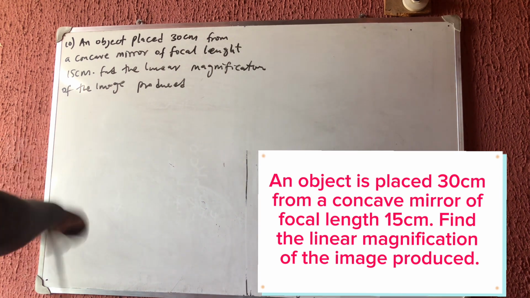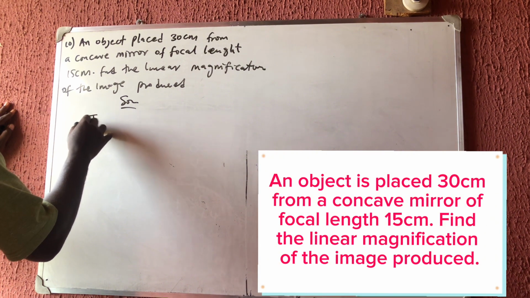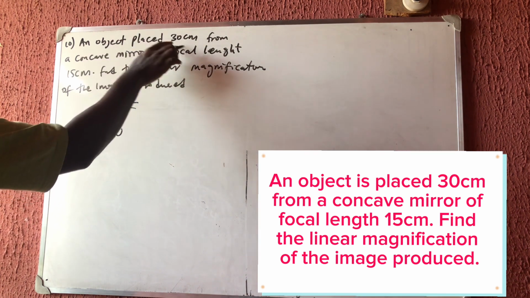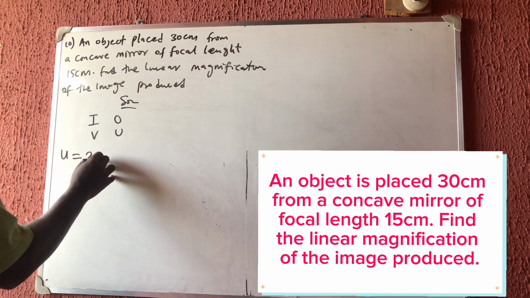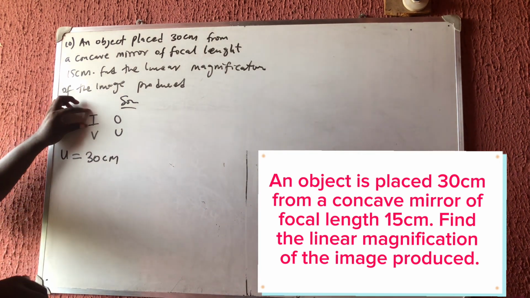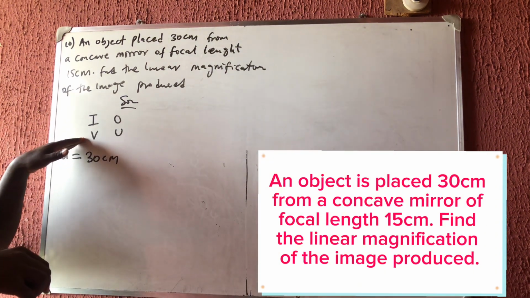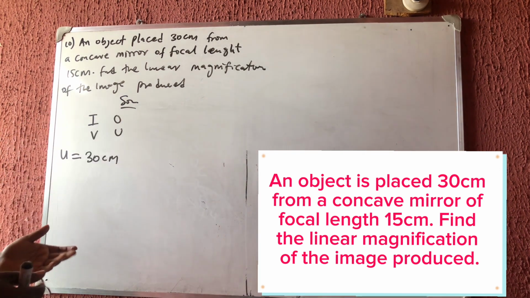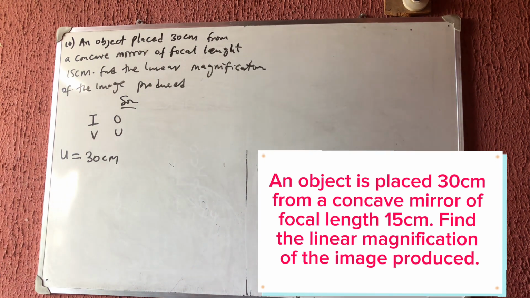All right, so this is very simple. I comes before O in the alphabet, so U comes before V. So they say an object is placed, so they're talking about U. The U they gave us is 30 cm. I hope you understand this thing I'm always doing, just alphabetical order. If they're talking about image, use V. If they're talking about object, use U. It used to confuse me, so this is how I remember my own. But if there's any other way you remember your own, no problem.